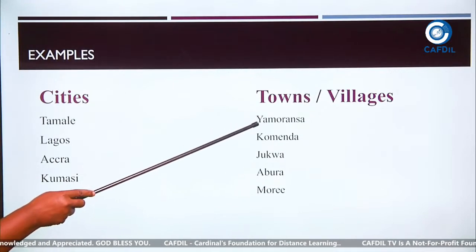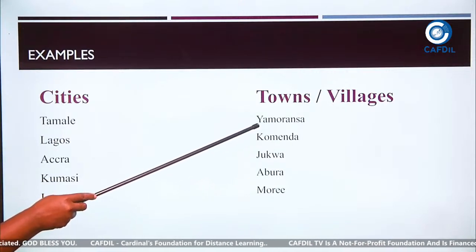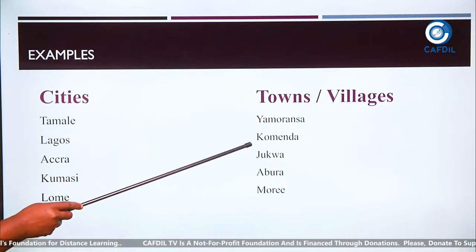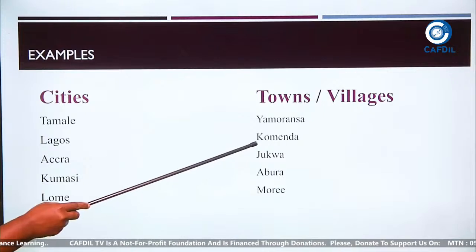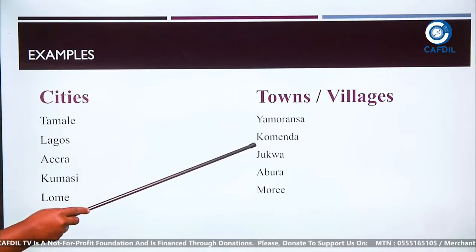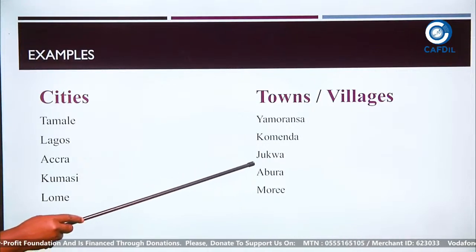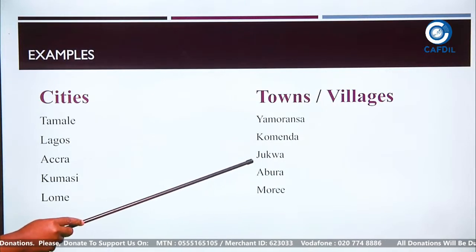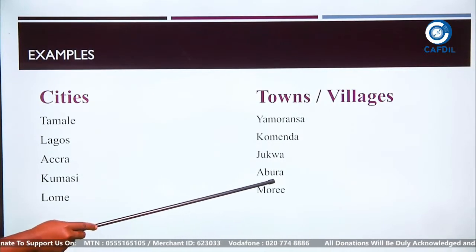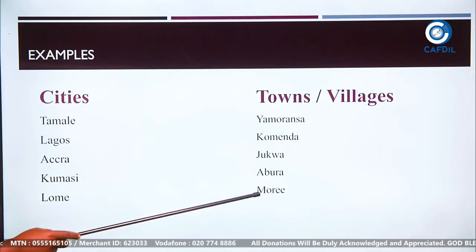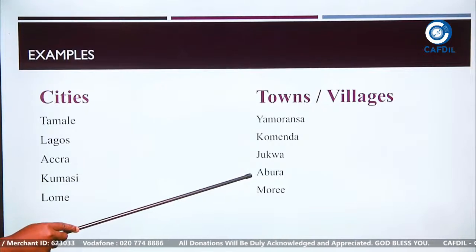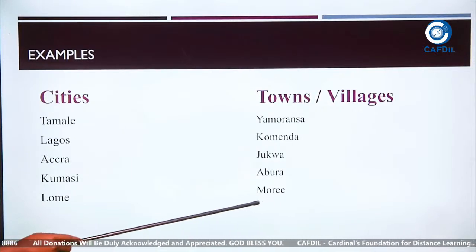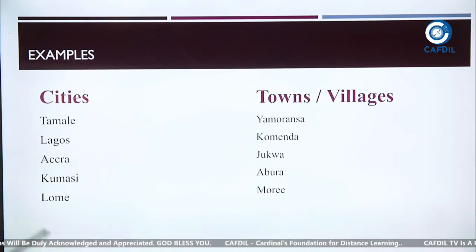On my screen we have Nyamransa. It also begins with a capital letter. Commander. It begins with a capital letter. This is Jukwa, also beginning with a capital letter. We have Abra. It also begins with a capital letter. And then Mori, also beginning with a capital letter.